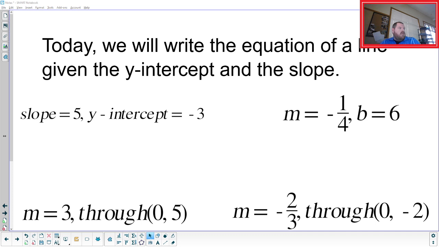Today we're talking about writing the equation of a line given the y-intercept and the slope. We're also going to add something a little bit extra into it that will complicate things a little bit, but hopefully with the work that we do today, we can make it useful and make it understandable more than anything. So let's get right into it.